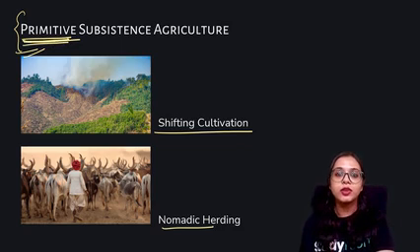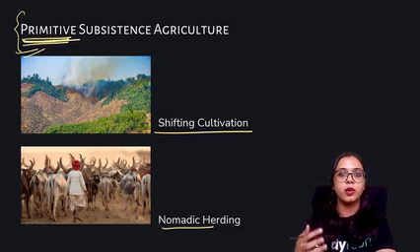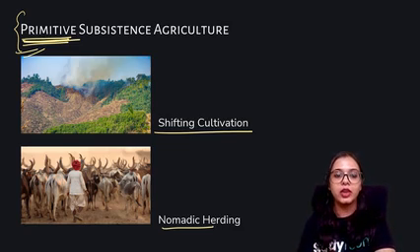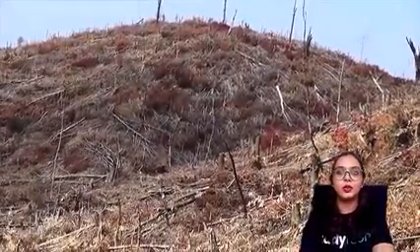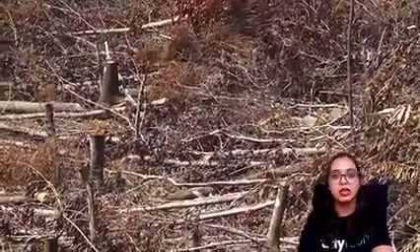Okay, and there are two types: shifting cultivation, where a farmer shifts from one place to another, and nomadic herding, where the farmer is also not attached to one area permanently, rather he keeps on shifting. Okay, like a nomad. All right. Now, with this video, you'll be learning about shifting cultivation.